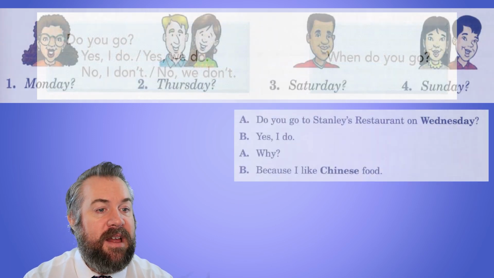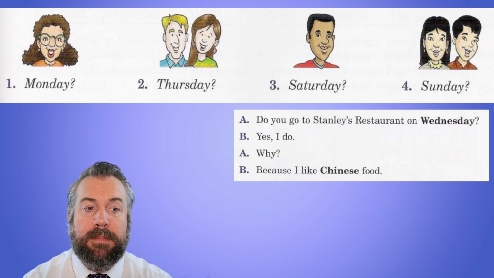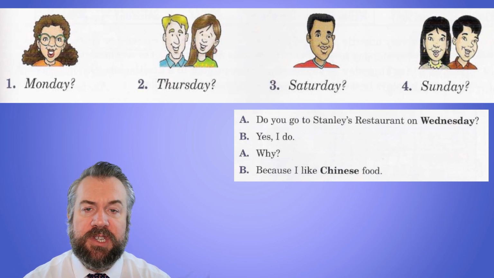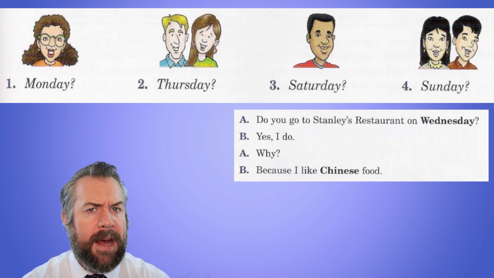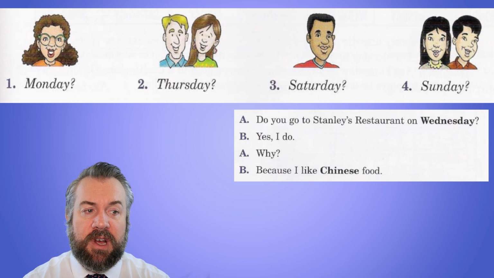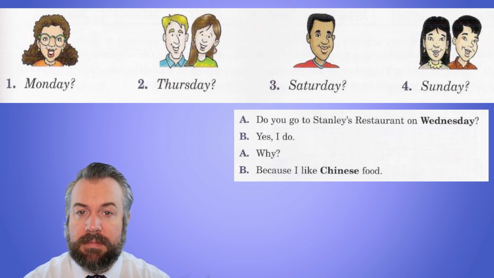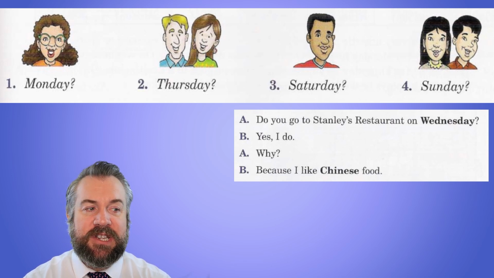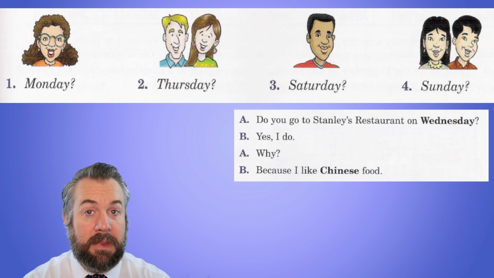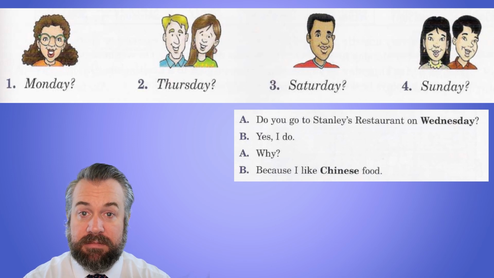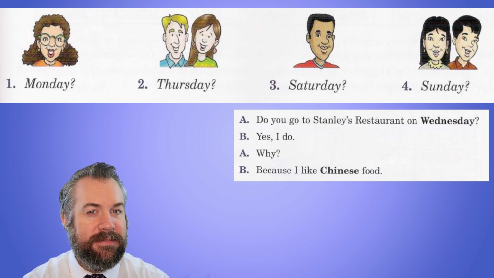The book presents 4 more questions for you to ask with a yes answer. So number 1, Monday. Do you go to Stanley's restaurant on Monday? Why? Number 2, do you go to Stanley's restaurant on Thursday? Why? Number 3, do you go to Stanley's restaurant on Saturday? Why? Do you go to Stanley's restaurant on Sunday? Why?